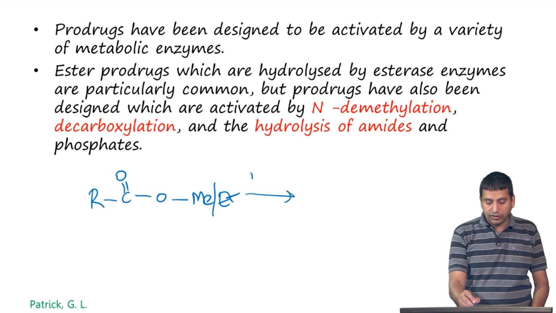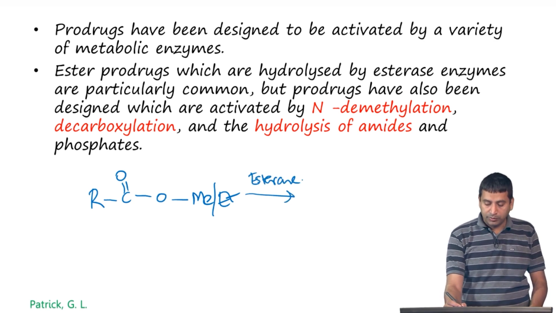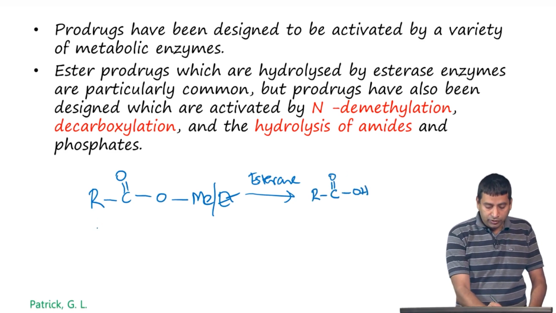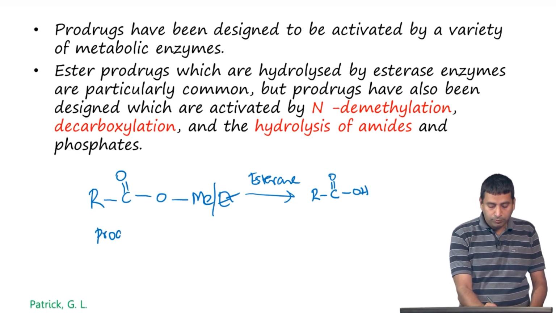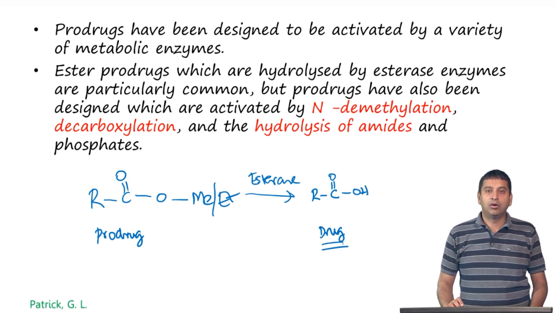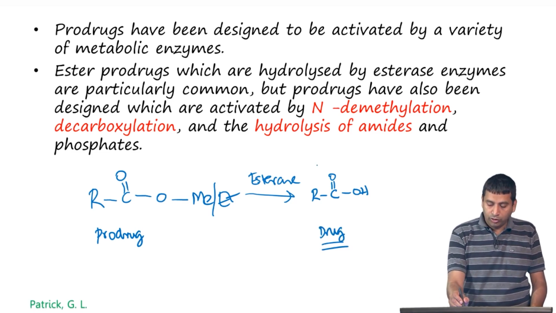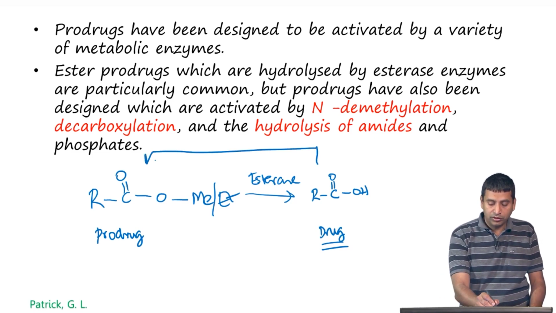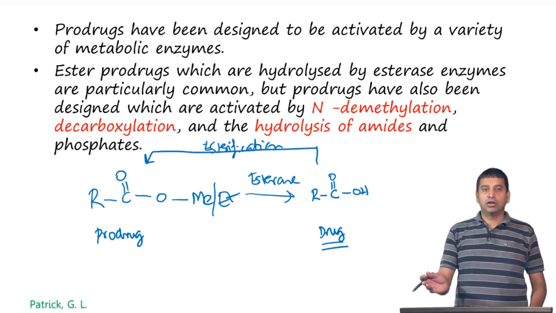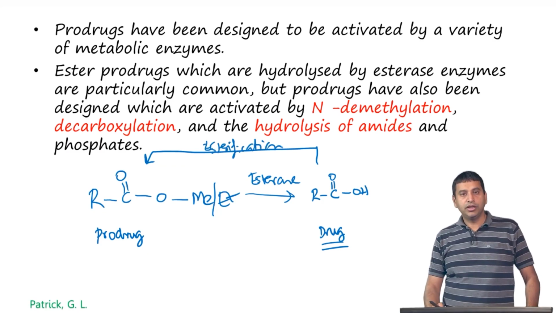Now, in the presence of esterase, what you would expect is that it will form RC double bond O OH. So, here is the prodrug and here is the drug. In terms of synthesis, what you would do is just an esterification to convert the carboxylic acid to the ester.